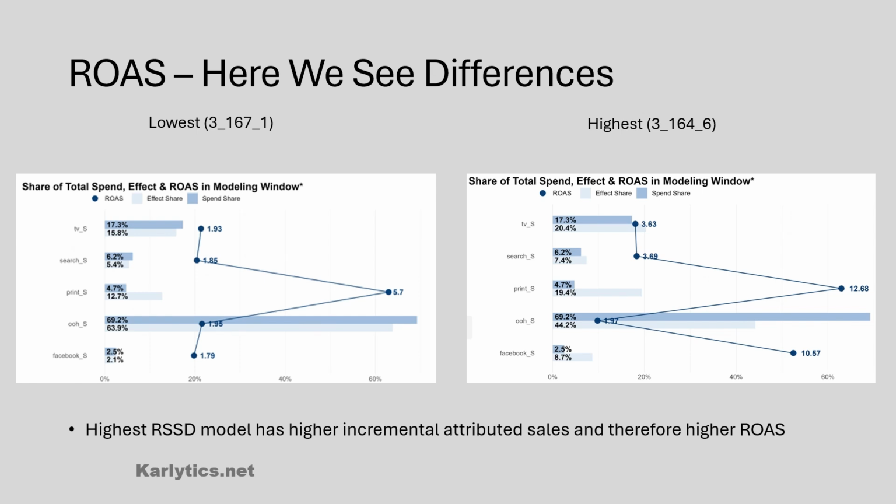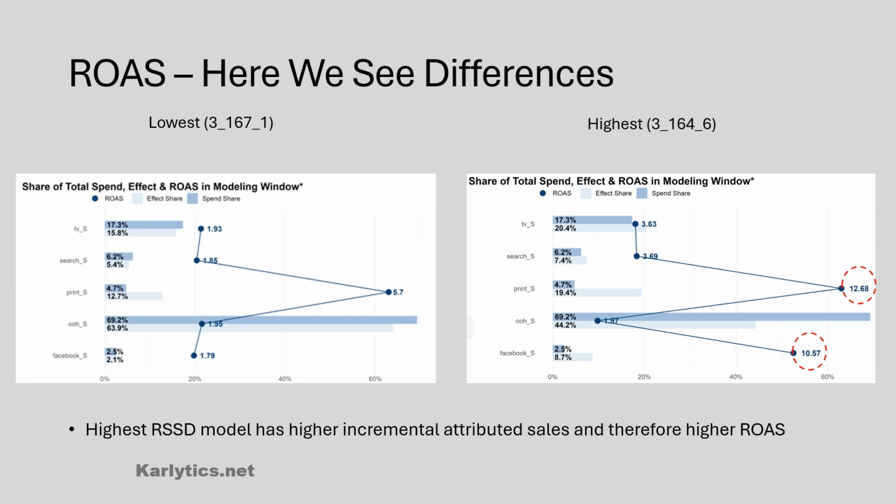As you can see in the charts, the low RSSD model has much lower ROES numbers than the high RSSD model. Overall ROES numbers are higher for the highest RSSD model, and this is particularly noticeable for the print and Facebook channels. Again, this is for two main reasons which we have covered before. The first are channel effects of lagging and ad stock. Different models may handle the lagged effect of advertising differently, impacting how the immediate and delayed effects of spend are attributed to conversions. Variations in how ad stock or decay rates are modeled can influence the perceived effectiveness of spend over time, affecting ROES calculations.